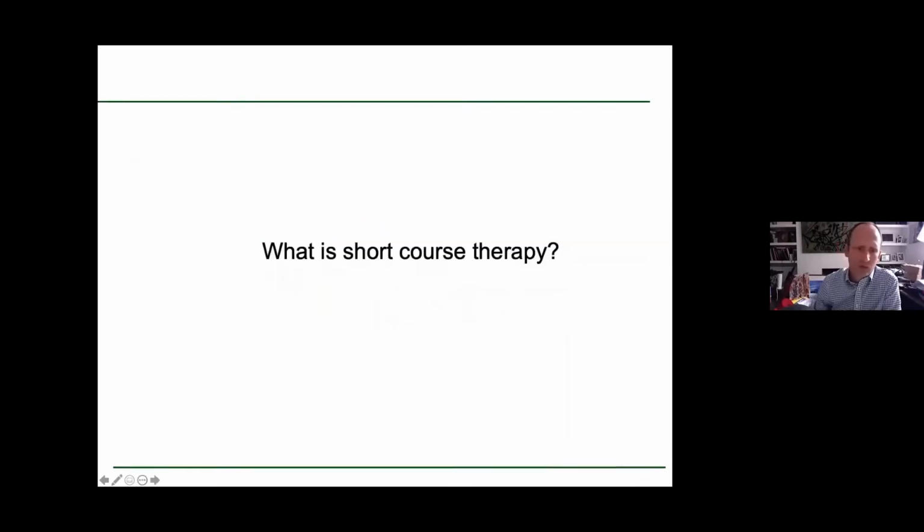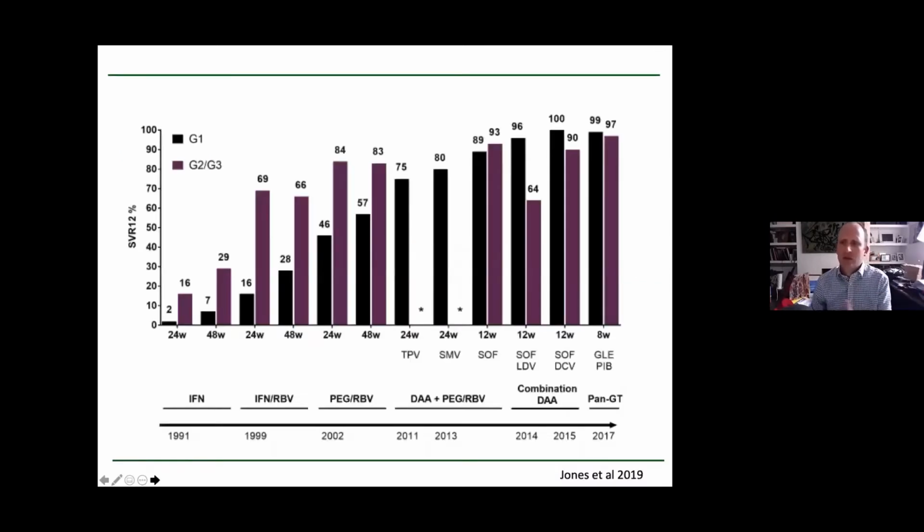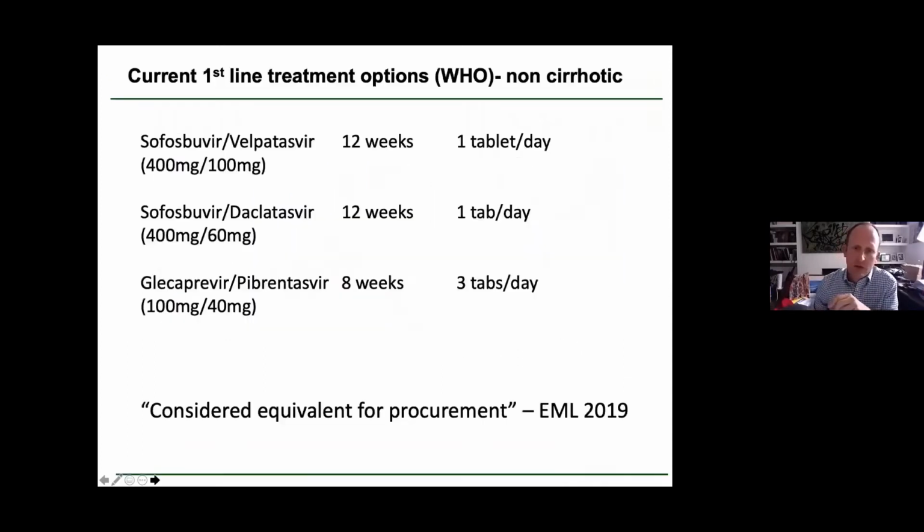So what do we mean by short course therapy? Well, clearly we've seen a huge shortening in therapy over the last 15, 20 years, and in particular the last 5 years, with improving SVR rates across genotypes and shorter courses. Now, we would probably say there are 3 main combinations recommended by WHO at least. Other combinations are clearly available in individual countries. But the 3 main ones globally will be sofosbuvir/velpatasvir, sofosbuvir/daclatasvir, and glecaprevir/pibrentasvir. So all these have approved durations of therapy in general for most populations, non-cirrhotic populations, of between 8 and 12 weeks.